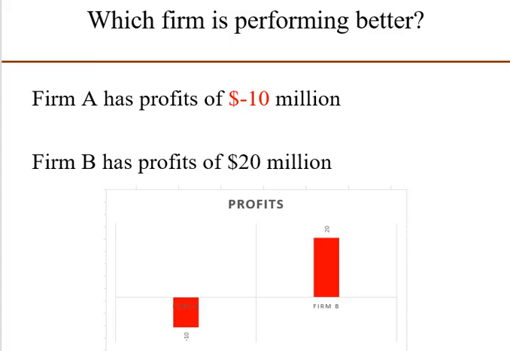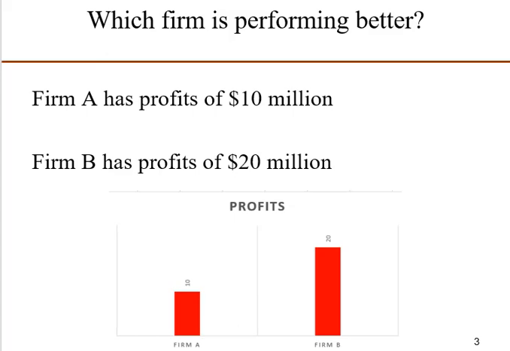Scenario three, in which firm A has positive profits of 10 million and firm B has profits of 20 million, well, now it's not so clear. Right? So hopefully you're saying, I need more information. Right? Firm B could be 5 times as large as firm A, but is only making twice as much. So that additional information can help us compare the firms.